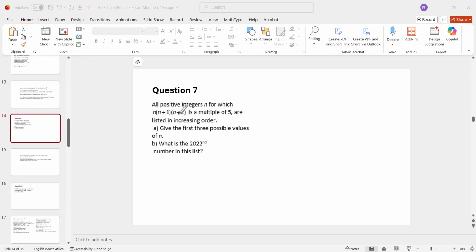These three numbers are all consecutive. Each one is one more than the previous one, as you can see. And the product is a multiple of 5, which means that at least one of them is a multiple of 5. If none of these three factors is a multiple of 5, you cannot have the product be a multiple of 5. So at least one of these is a factor. So you're looking for three consecutive numbers where one of them is a multiple of 5.